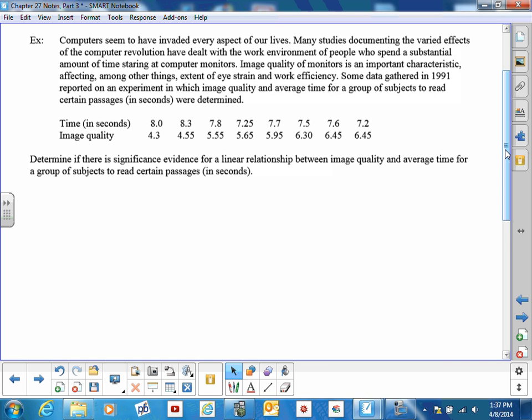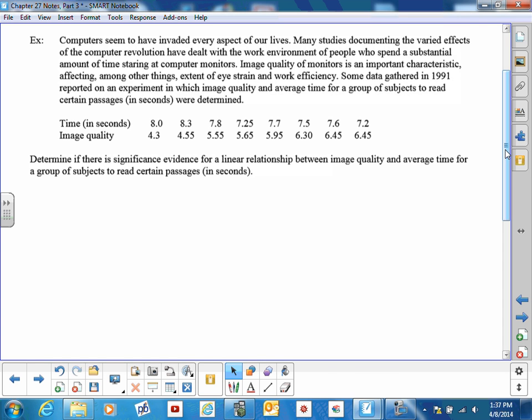Computers seem to have invaded every aspect of our lives. Many studies documenting the varied effects of the computer revolution have dealt with the work environment of people who spend a substantial amount of time staring at computer monitors. Image quality of monitors is an important characteristic. You know, HD display, the retina display, all that kind of stuff. That affects, among other things, the extent of eye strain and the work efficiency.